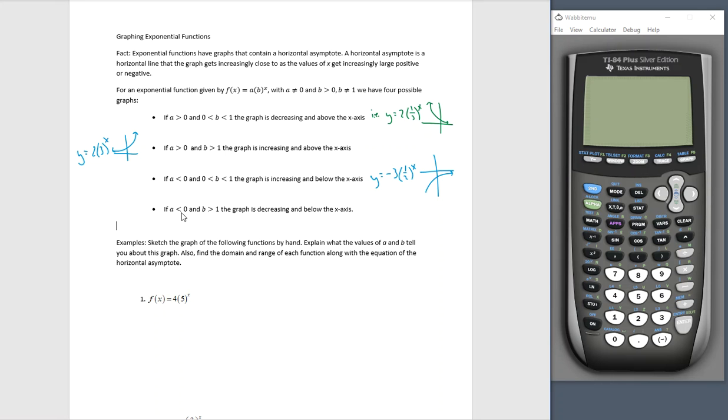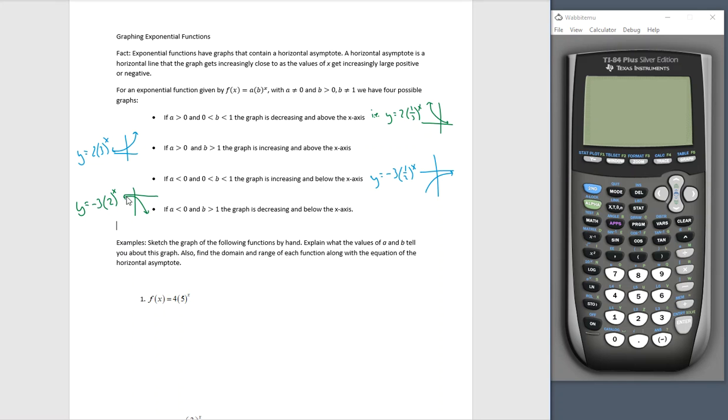If a is less than 0, so we have a negative a, and we have a b that's bigger than 1, the graph will be decreasing and below the axis. So a is less than 0, so let's use a negative 3. B is bigger than 1, so let's make it 2. Then our graph will be decreasing and below the x-axis. So these are the only four graphs.